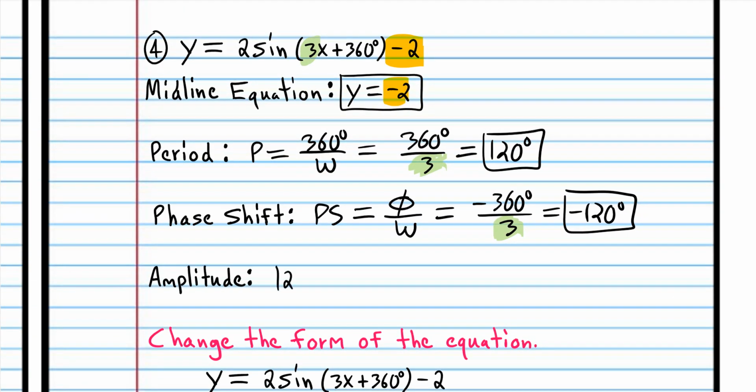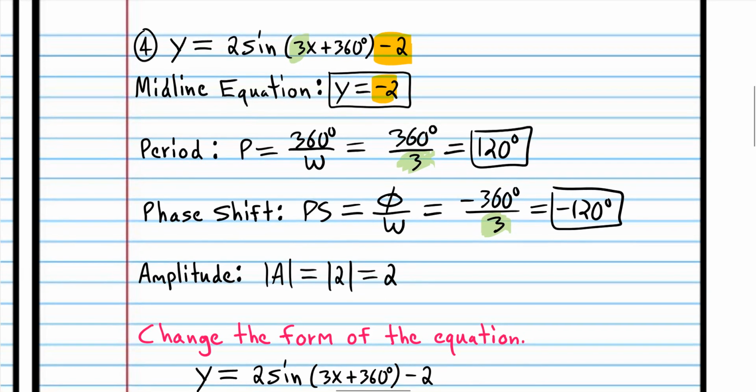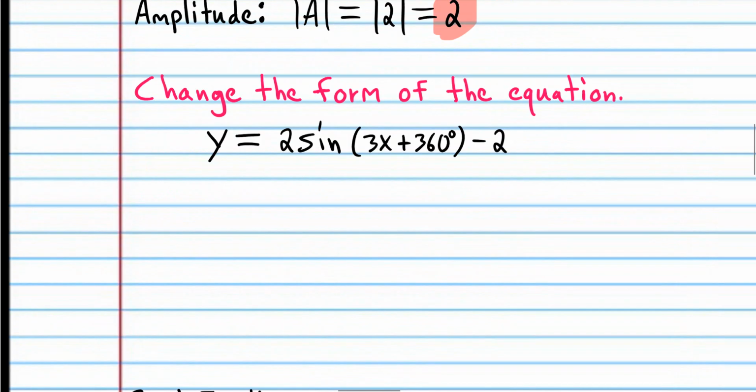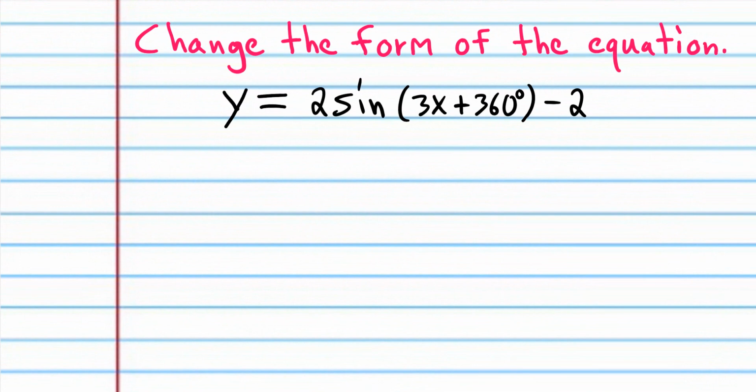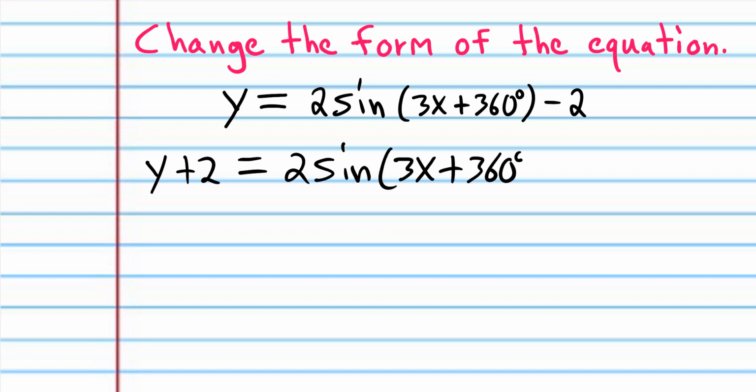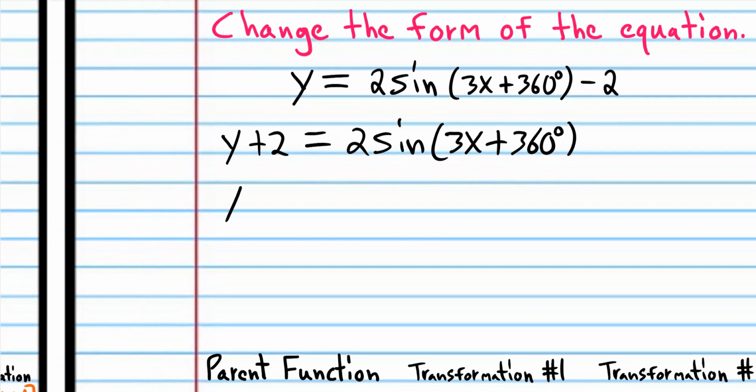The amplitude is the absolute value of 2, which is 2. So that is the amplitude. We got that number from there. So now we're going to graph using transformations. I'm going to add 2 to both sides of the equation. Then I'm going to divide both sides by 2.